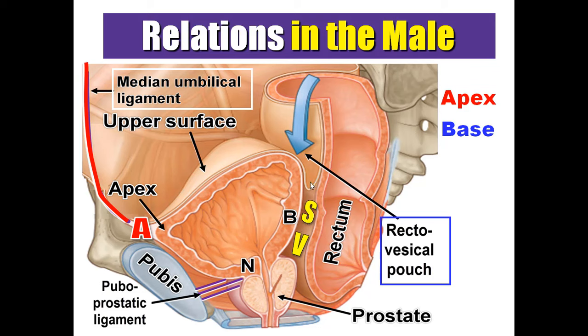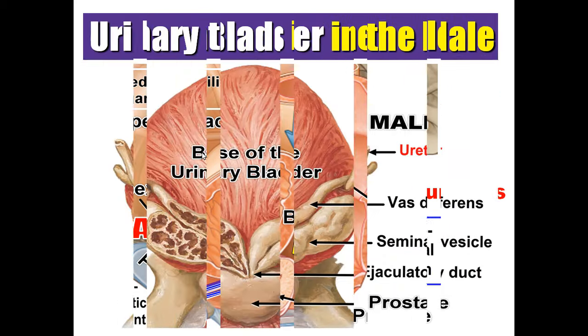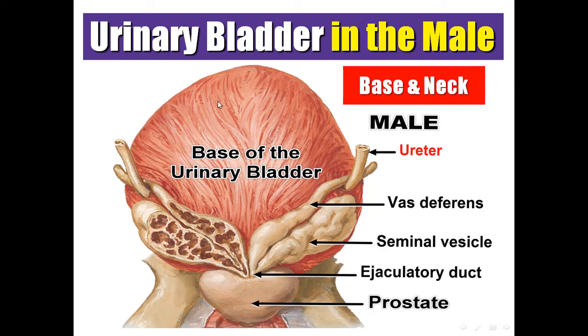So the base of the urinary bladder is related to the rectovesical pouch in its upper part, and to the seminal vesicles and the vas deferens in its lower part. Then the neck of the urinary bladder rests on the prostate gland, and it is connected with the pubis by the puboprostatic ligaments. Then the three surfaces. The upper surface is related to the small intestine, and then the two inferior lateral surfaces. We'll describe them later.